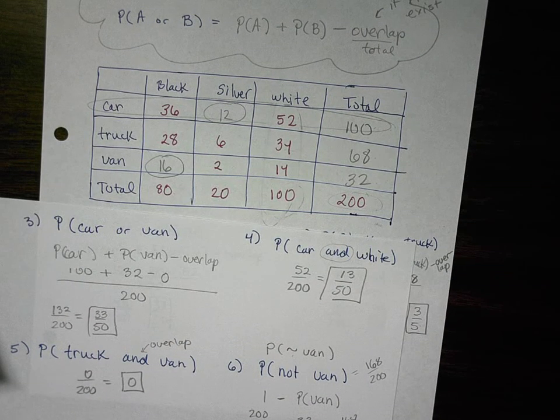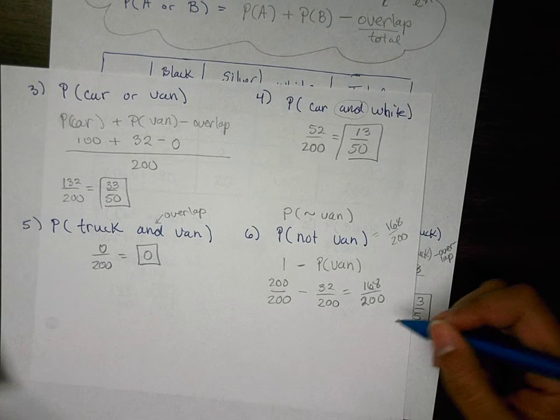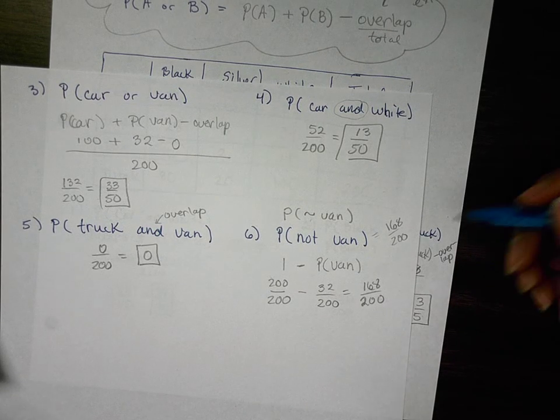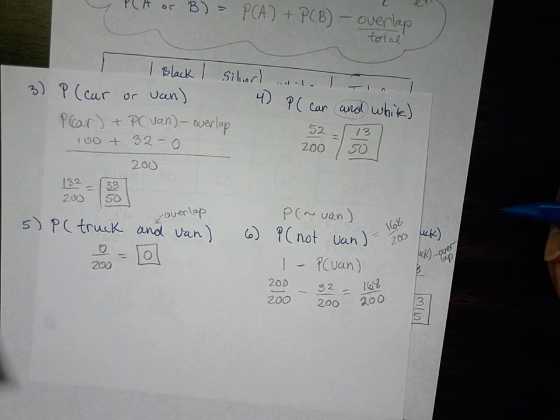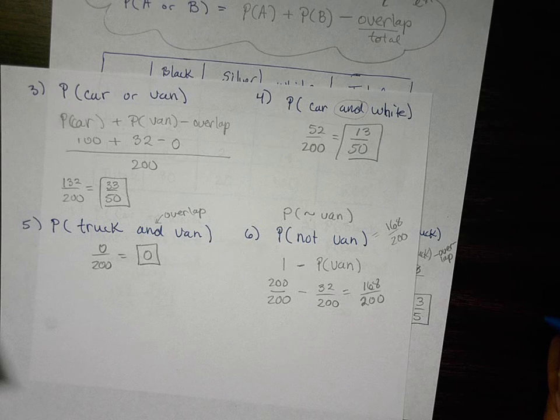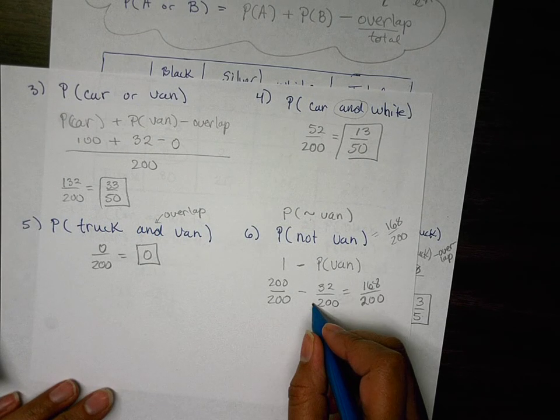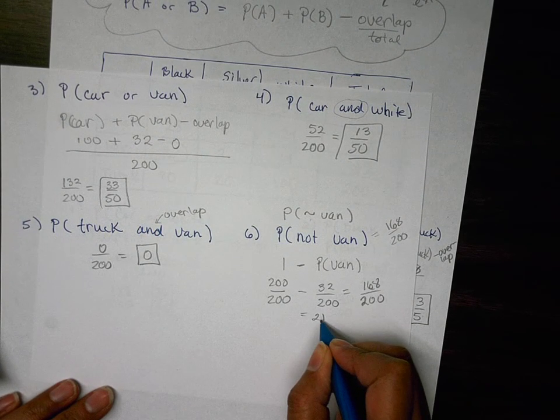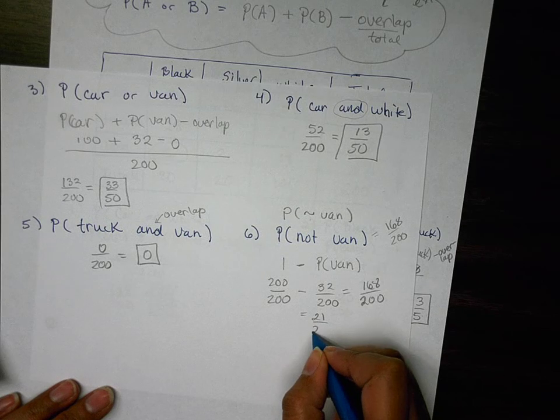All right. Reduce this. You can divide by 2 or 4 or something bigger. Keep going until you get as small as you can get. It does divide by 8. I got 21 over 25. 21 over 25 is correct.